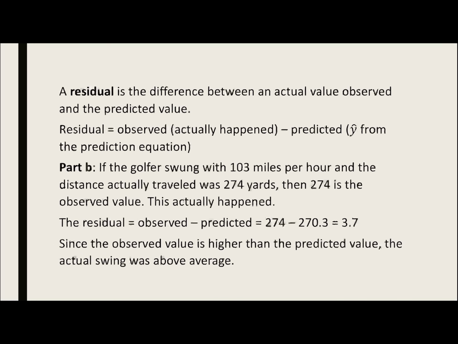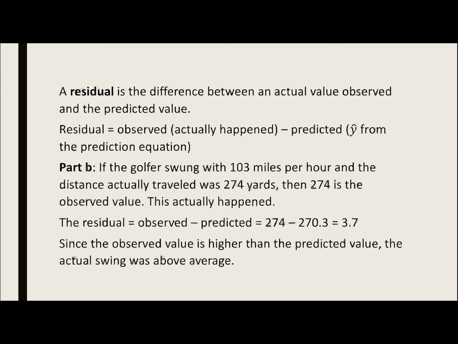A residual is the difference between an actual value observed and the predicted value. Residual equals observed, actually happened, minus predicted, y hat from the prediction equation. Okay, we're seeing how accurate our prediction equation is.